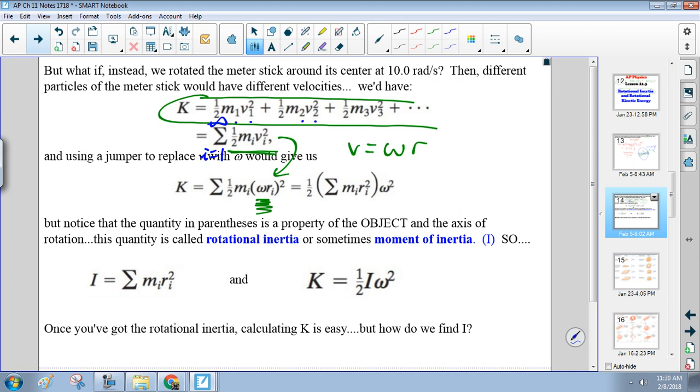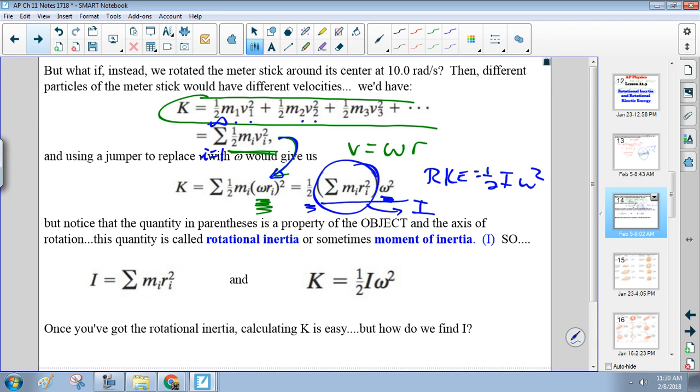All right, so I've replaced v with omega r, and then with a little bit of algebra we can square the omega, square the radius, and get this. I pulled out the 1/2. Remember, we learned that rotational kinetic energy is 1/2 I omega squared. Well, all of the particles are going to have the same omega, and here's my 1/2. So this term here is my rotational inertia. What you're doing is summing up mass times radius squared for each of the individual particles along the length of the meter stick, or whatever your rotating object is.